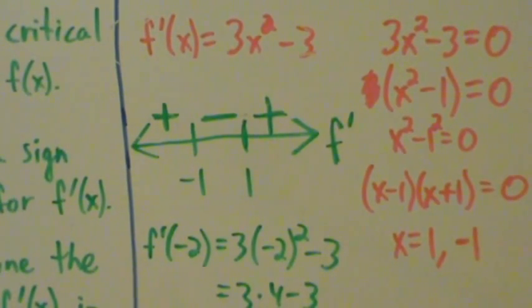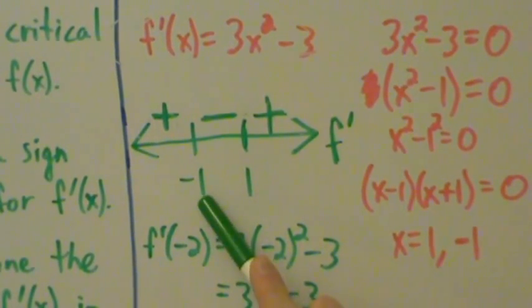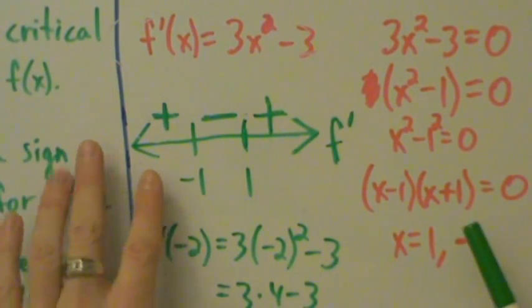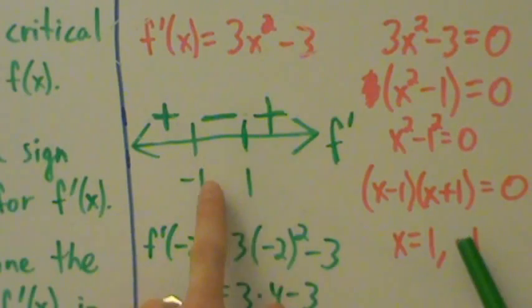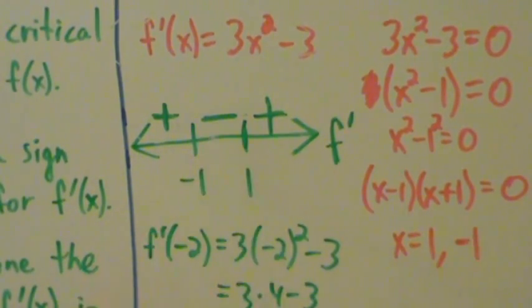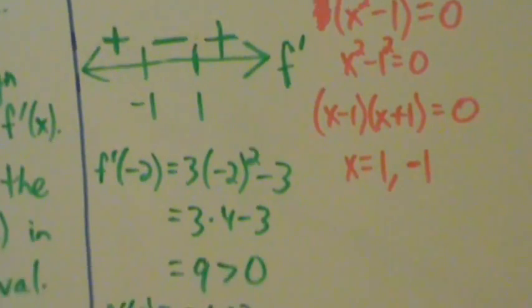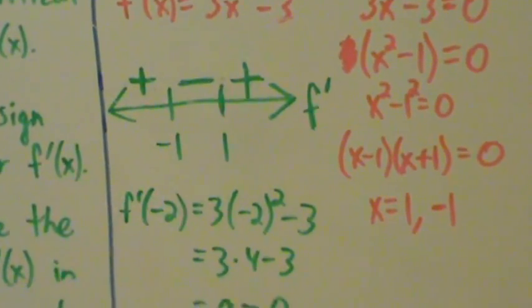So what do we see here? Let's look at negative 1. Just to the left of negative 1, the derivative is positive. Just to the right of negative 1, the derivative is negative. So the first derivative test tells us that we have a local max at x equals negative 1.